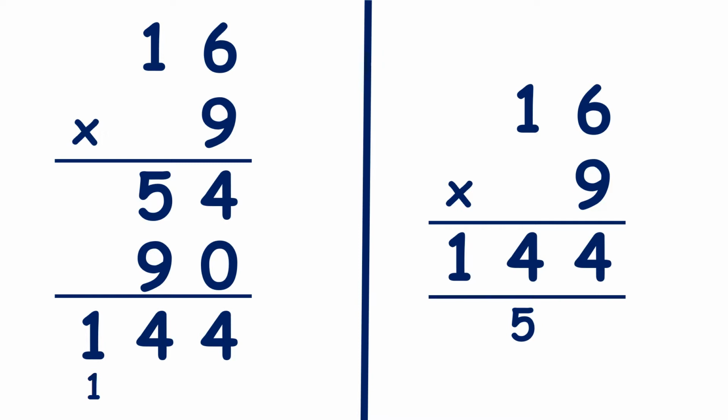Well, in both examples, we start by multiplying 6 by 9 to give 54, and although we set out our work differently, in both cases we write 5 in the tens column and 4 in the units column. We also multiply 10 by 9 to make 9 tens, or 90, except rather than writing 90 and then adding, we add our 9 tens to our 5 tens straight away to make 14 tens, or 140.